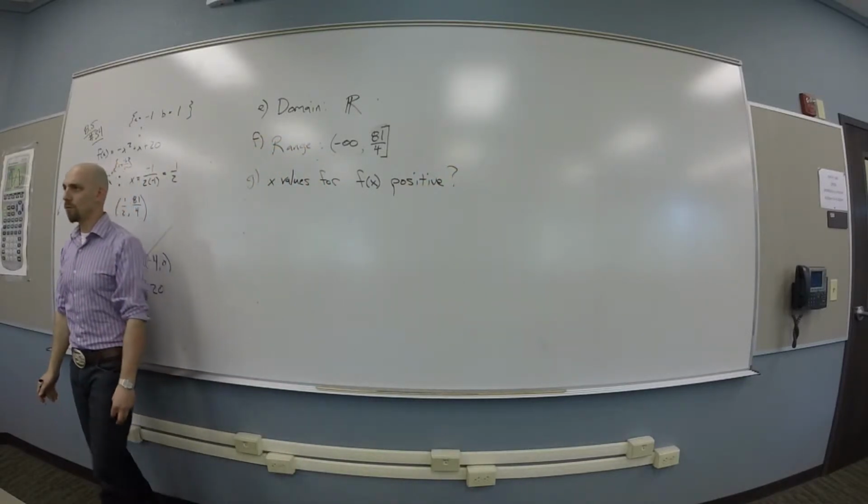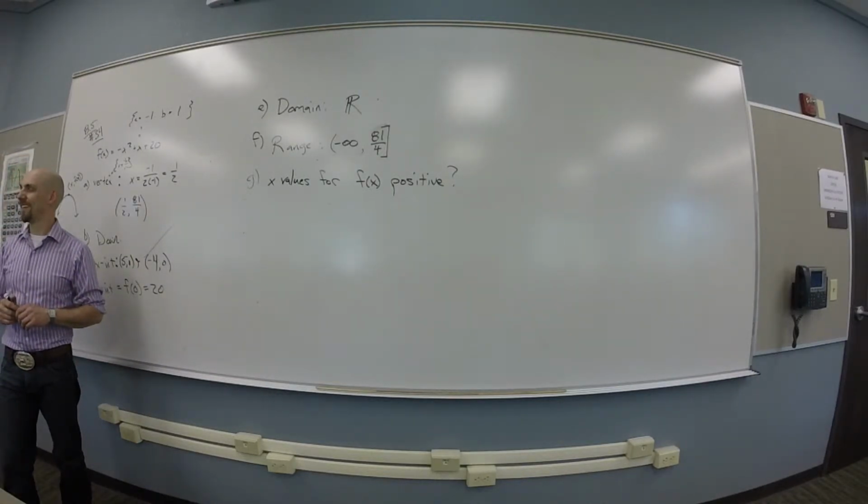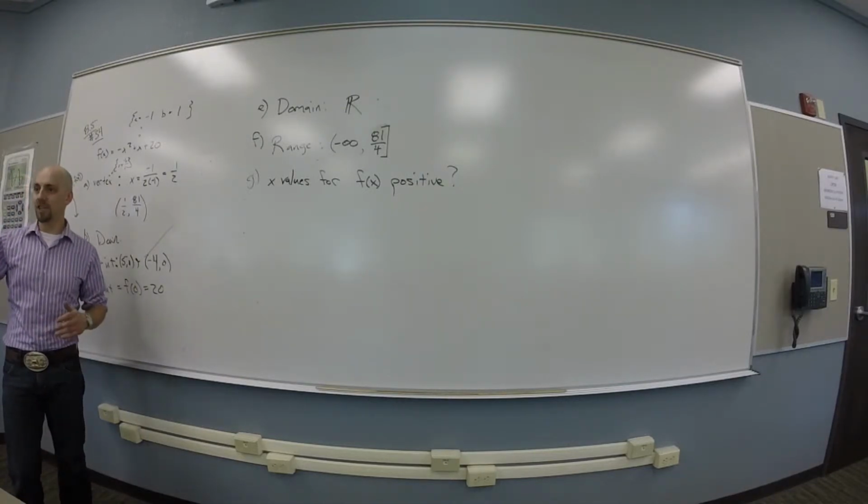So what do they mean? When is the function positive? When it hits 0, essentially. Well, not exactly, but is it 0 and above? Yeah, when is it above 0, right?